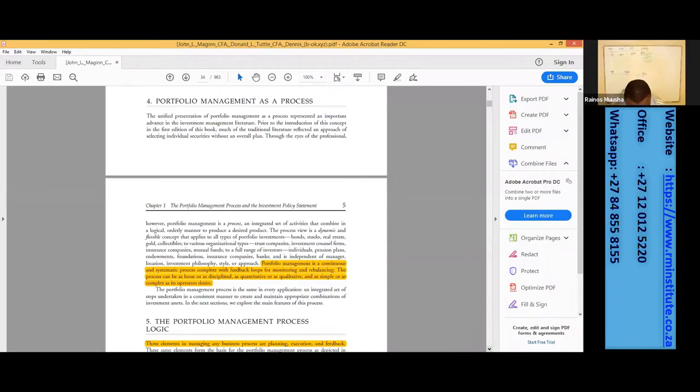Section 4 looks at portfolio management as a process. So we now look at portfolio management as a process, and in the next section, we're also going to look at exactly what processes are involved. On section 4, on page 5, line number 4 from the bottom of the first paragraph, they say portfolio management is a continuous and systematic process complete with feedback loops for monitoring and rebalancing.